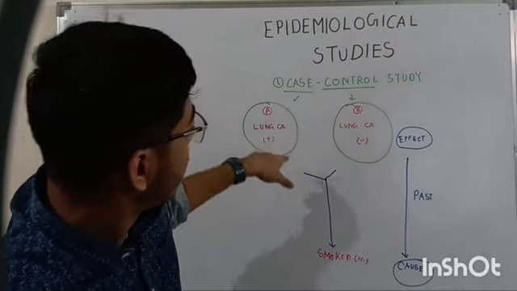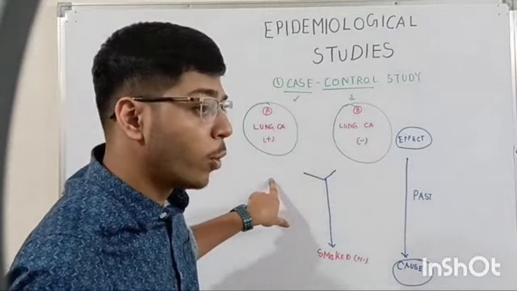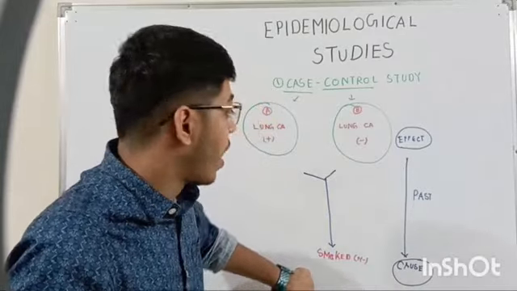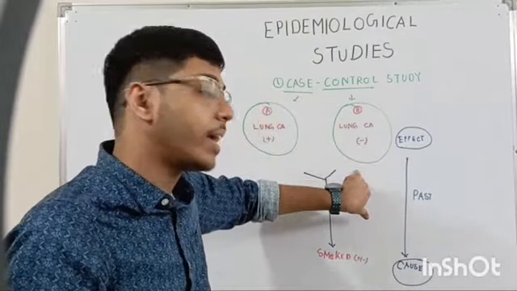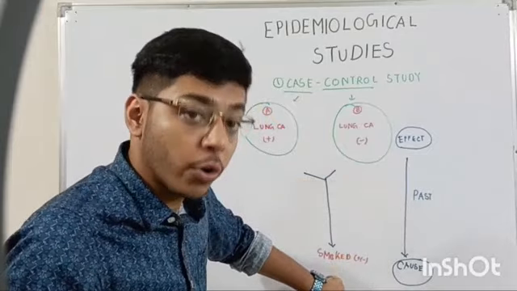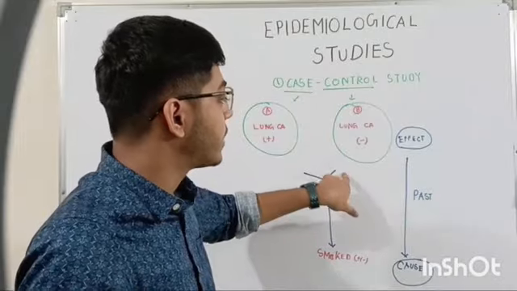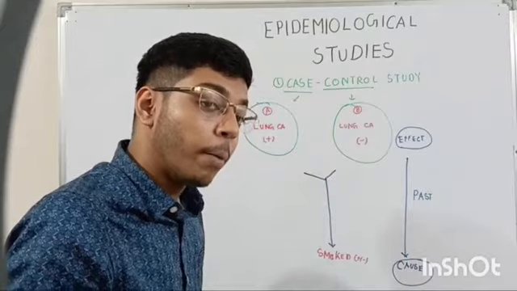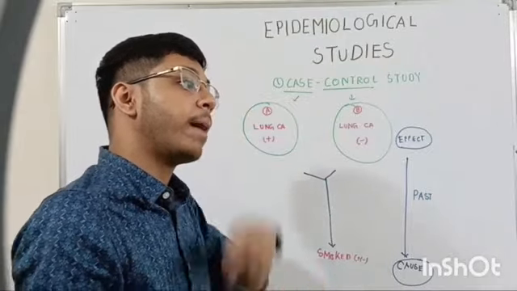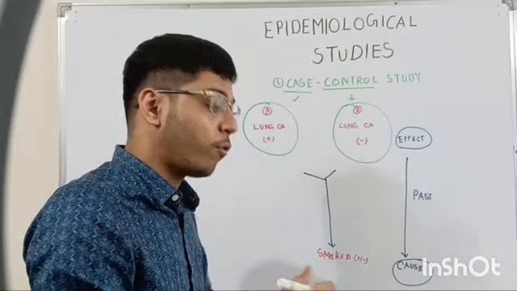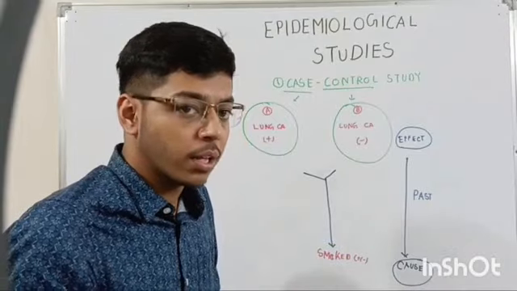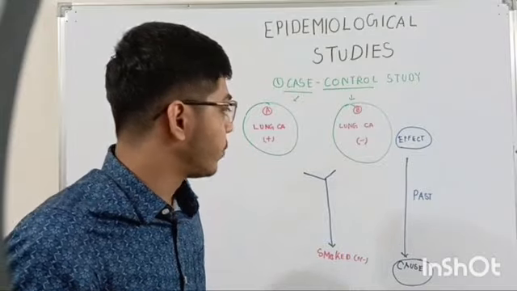Clear? So lung cancer, whether the person is suffering from lung cancer, whether he has smoked or not, and whether the person is not suffering from lung cancer, who has also smoked or not. So at present the person may or might not be suffering from lung cancer, but we are asking about him whether in the past he has smoked or not, or from the past he has started smoking and still he is continuing or not. It is very much clear, I suppose.